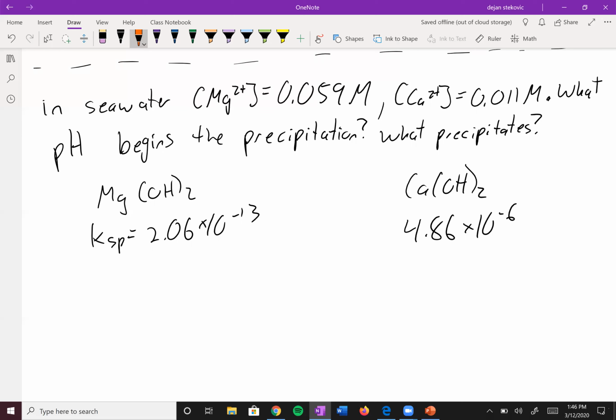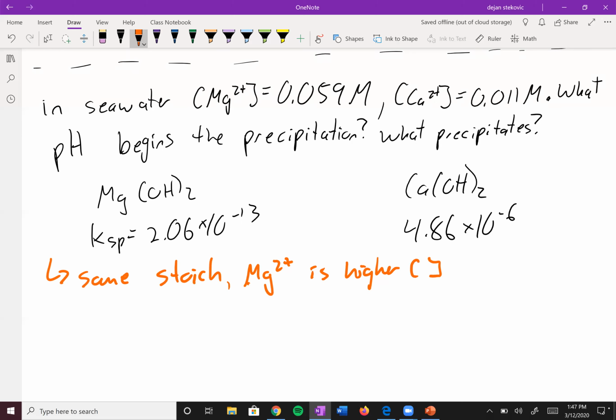Cool. So what's true about the stoichiometry of these two? Right, they're the same stoichiometry. Which concentration is higher? The concentration of magnesium is higher than the concentration of calcium. So Mg2+ is higher concentration.